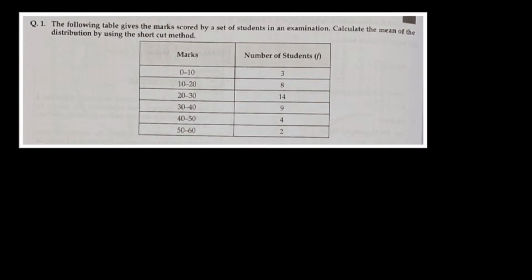Class interval is given to us. I'll draw the table here once again. Class intervals are 0 to 10, 10 to 20, 20 to 30, 30 to 40, 40 to 50, 50 to 60. In calculating mean, we always need class mark.